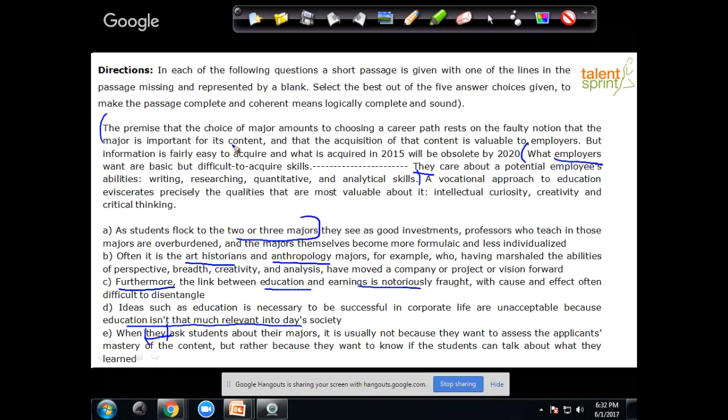The premise that the choice of major amounts to choosing a career path rests on the faulty notion that the major is important for its content and that the acquisition of that content is valuable to employers. So if you look at repeat words, right? Content, major, right? That's pretty much what is revolving through the crux of the message. So what employers want are basic but difficult to acquire skills is nothing but, does the student have the ability to be able to communicate what they have learned, right? That seems to be the most challenging thing that employers are facing nowadays.